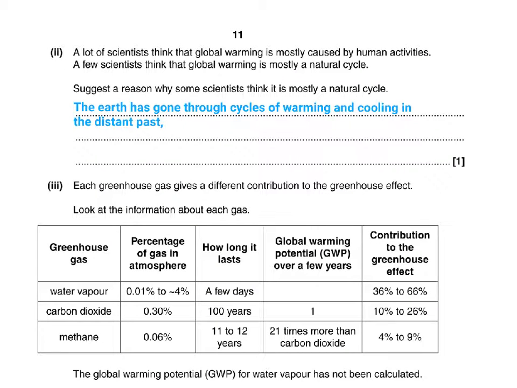Part 2. A lot of scientists think that global warming is mostly caused by human activities. A few scientists think that global warming is mostly a natural cycle. Suggest a reason why some scientists think it is mostly a natural cycle. Well, the main reason for this is because the Earth has gone through cycles of warming and cooling at various points in the distant past, including ice ages.